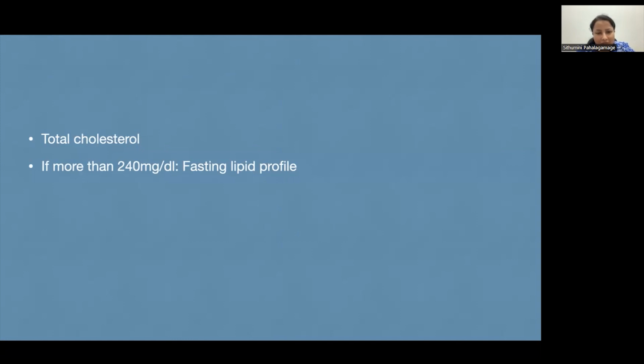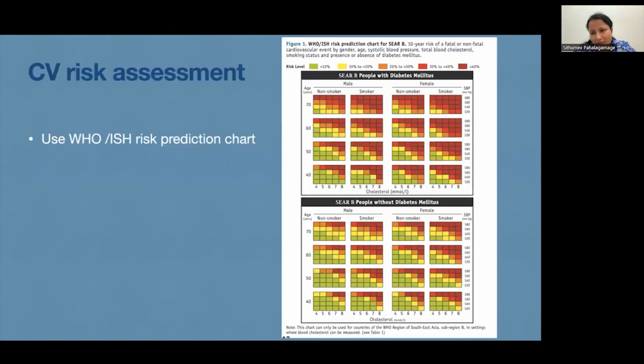So now we have done a fasting lipid profile. In managing patients who have never had atherosclerotic cardiovascular disease, we need to risk stratify them. Risk stratification is done using various tools.